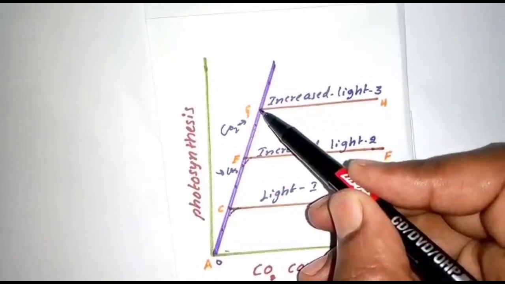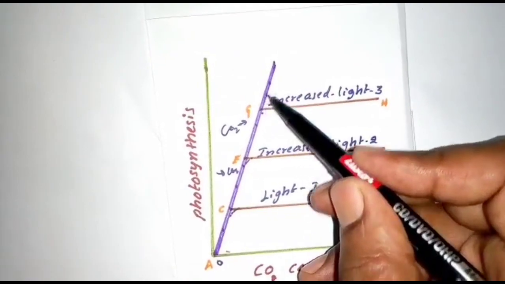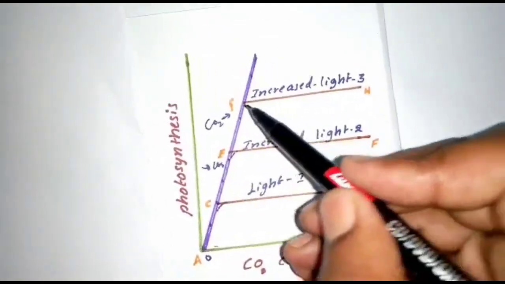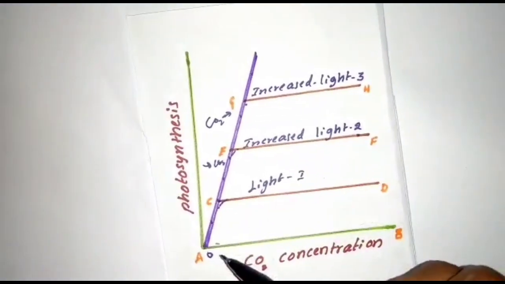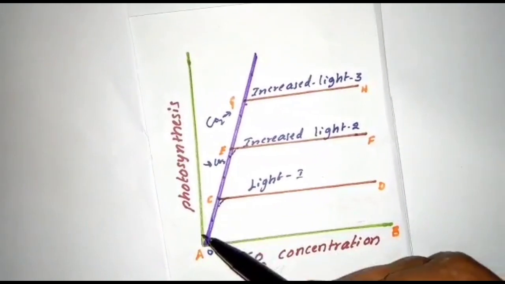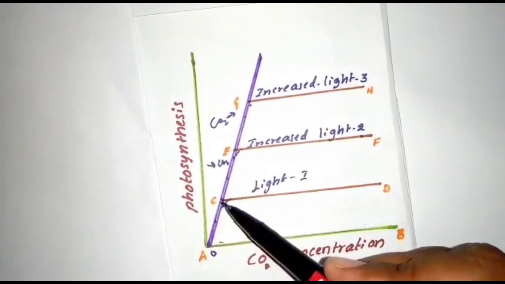Then here is the maximum. Whenever the level of photosynthesis increased, the light intensity again increased. If the availability of carbon dioxide is not increased, then the rate of photosynthesis will be constant. In the sense, wherever the light intensity is increased, according to the light intensity, if the level of carbon dioxide increases, the rate of photosynthesis also will be increased.